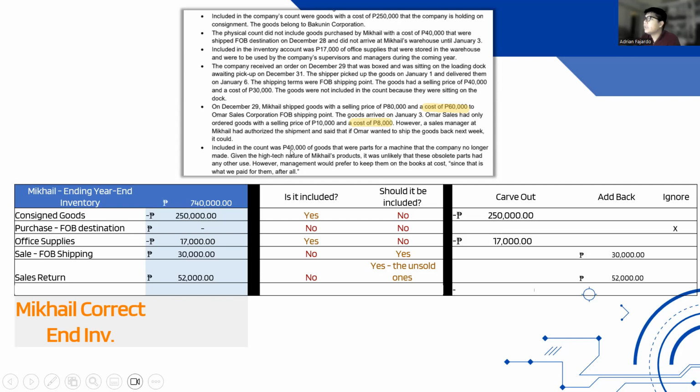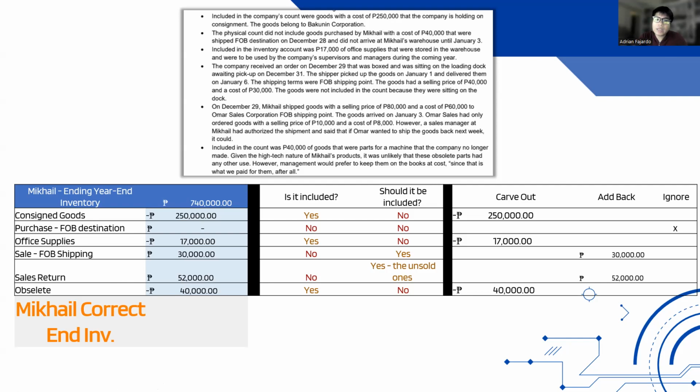So, 52,000 we add back to the account. Kasi technically, 8,000 lang yung nabenta mo. And then lastly, included in the account was 40,000 of goods. So, this is obsolete. So, in-include niya. But it's no longer made. However, the management said na, hindi, i-keep na lang natin sa books kahit obsolete na siya. Is that correct? No. Kapag damaged or obsolete yung goods, we should not include that as inventory. Kasi hindi na natin mabibenta. It's no longer an asset. Therefore, they included it, but it should not have been included. Therefore, we carve it out. So, 40,000.